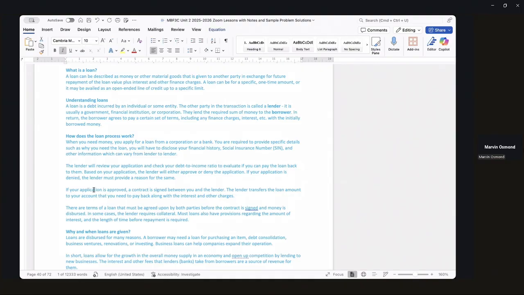A loan can be for a specific one-time amount, which is normally what it is, or it may be open-ended, like a line of credit that has a specific limit. So, for example, you could get a line of credit for $5,000 and it just sits there, kind of like in an account, almost like a savings account, and you can spend it whenever you want, up to 5,000. But once you start spending it, you have to start repaying it at the same time.